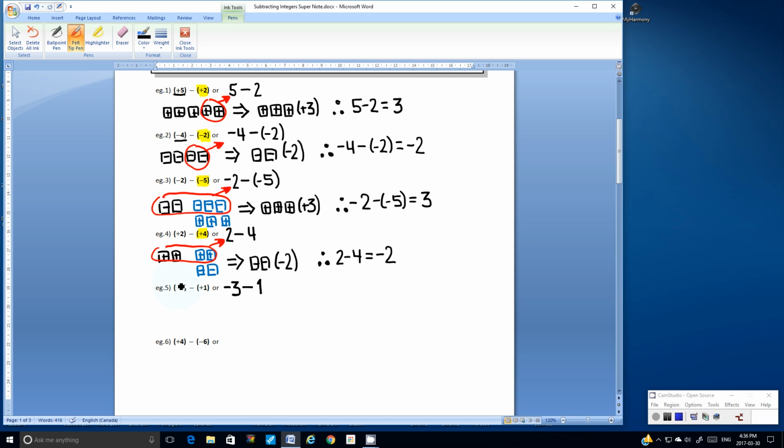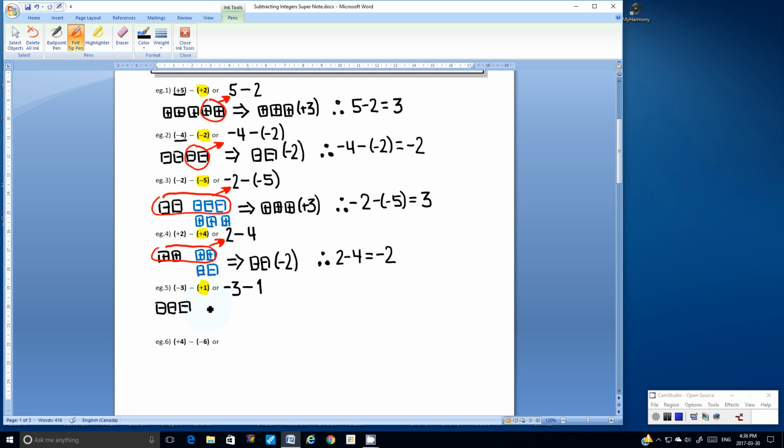Let's draw the first integer. The first integer is negative 3. 1, 2, 3. Okay? All right, I'm going to highlight the second integer. Ask yourself, is it possible to take away 1 positive from this tile diagram? Well, the problem is we don't have any positives. So we can't take away 1 positive.